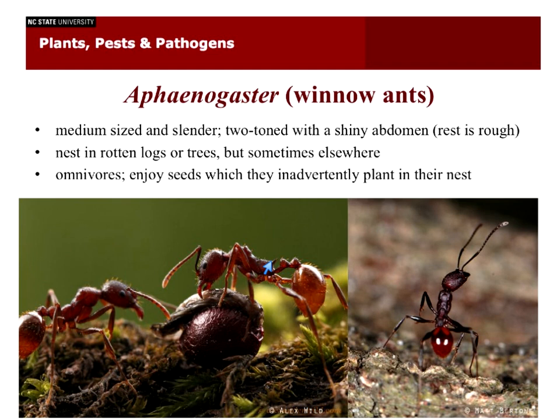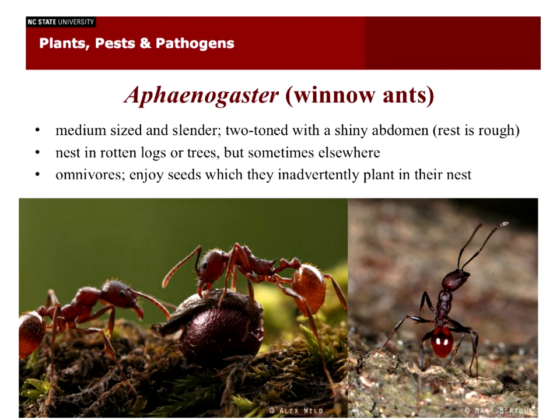Okay, another Myrmicinae, of course, has the two nodes here and spines. This is Aphaenogaster. It looks a little bit tough to pronounce, but the common name that's been given to them is winnow ants. They're medium-sized ants, much larger than most of the ants that we've seen already. Smaller than carpenter ants, but larger than typical ants, and very slender-looking, very graceful, often with a little neck even, and they're two-toned: light brown, reddish brown, with a roughened body and a shiny abdomen.